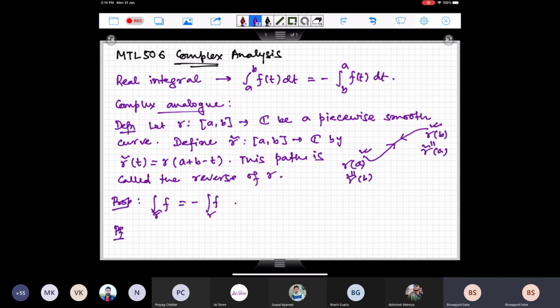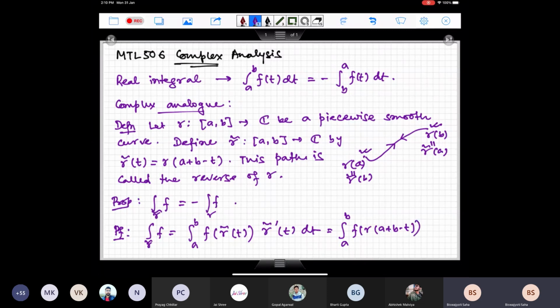So let's see the proof quickly. You will see that there will be absolutely no difference at all, so the proof will be very easy. The integral of f over gamma tilde, by definition, is the integral from a to b of f of gamma tilde t times gamma tilde prime t dt. That's our definition. Now let us replace what gamma tilde is: the integral from a to b of f of gamma of a plus b minus t.